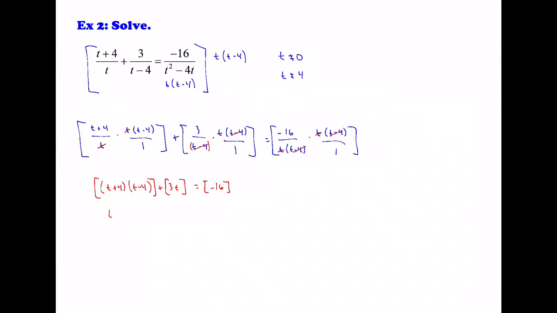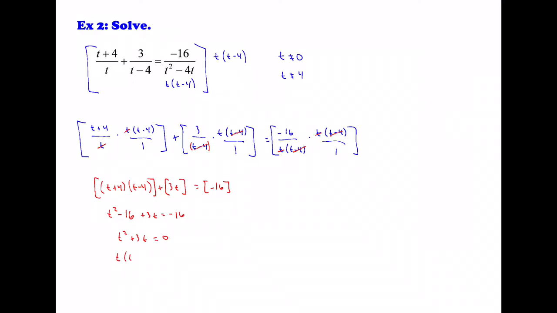And so now we need to simplify and solve. First, we multiply the two binomials, which gives us t squared minus 16, plus 3t is equal to negative 16. Since this one is a quadratic, we want to set it equal to 0. So it looks like we will have t squared plus 3t. If I add 16 to negative 16, those actually just cancel.